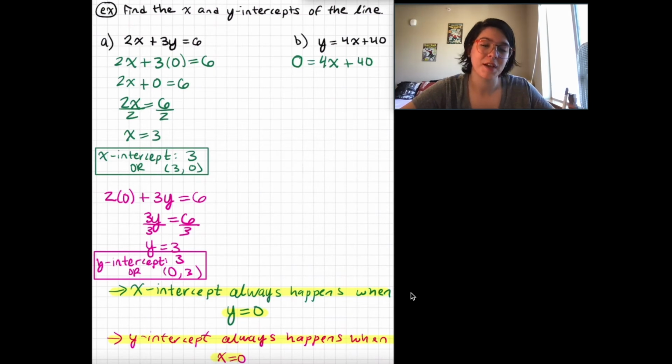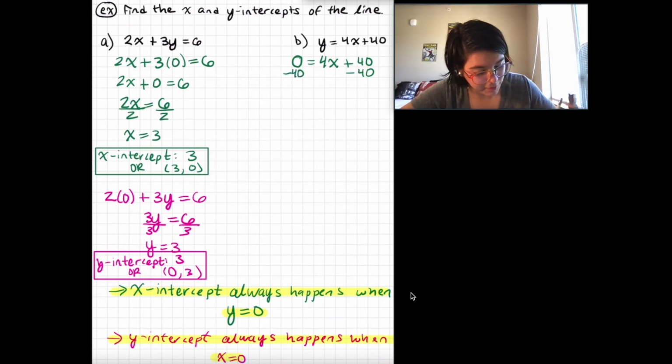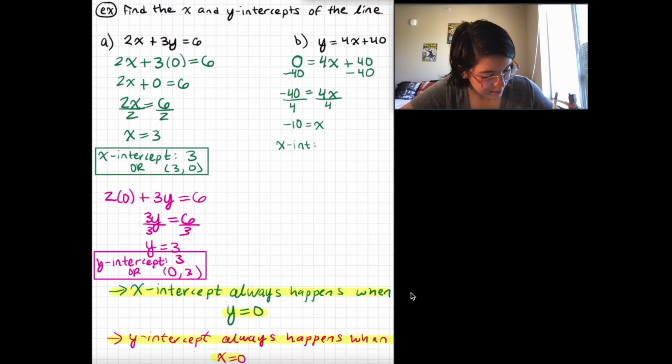So remember, we have to do inverse operations to get x on its own. We have 4x plus 40. The opposite of adding 40 would be subtracting 40. What we do to one side, we do to the other. So we have negative 40 is 4x. Now we have 4 times x, so inverse operations tell us we should divide. Negative 40 divided by 4, going to be negative 10 is x. So our x-intercept is negative 10, or we can write it as negative 10, 0.